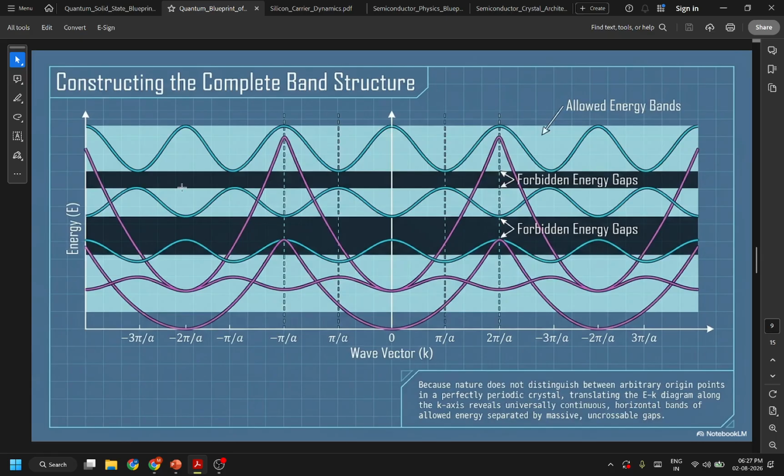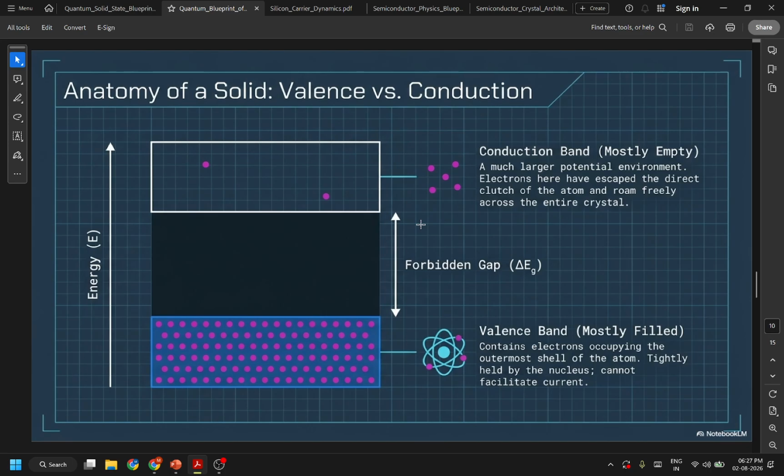So you can see it will give us such parabolic wave shapes where in between there will be no energy states, which are forbidden gaps. From here we can create an anatomy that is valence and conduction. Below the forbidden gap there's a valence band which is mostly filled. It contains electrons occupying the outermost shells of the atom, which are tightly held by the nucleus. So it cannot facilitate current.